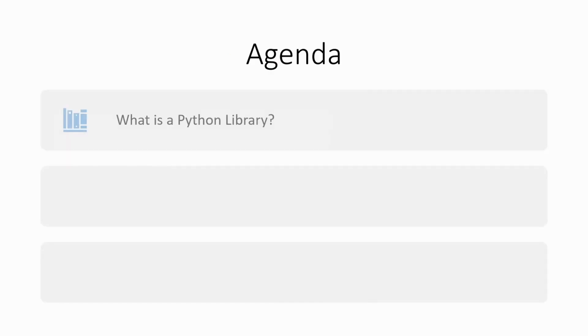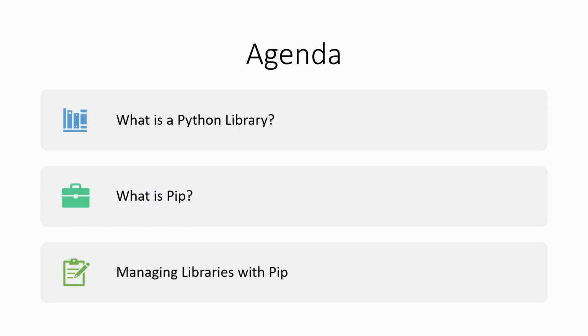So the agenda, we're going to look at what a Python library is. We'll look at some definitions. We'll look at what pip is and how you can run pip on your machine. And then we'll look at how we can execute a few commands in pip to manage some of the libraries within Python.